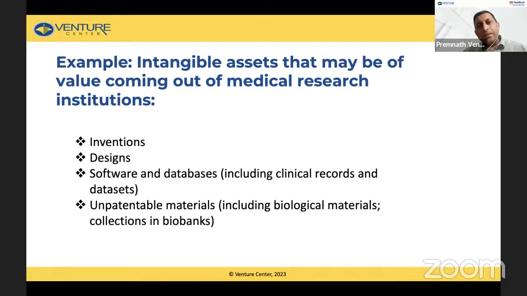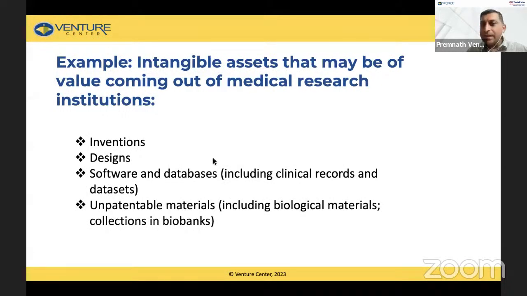Intangible assets can be of multiple kinds, and different types of institutions will have different types of intangible assets. If you go to an engineering institution, you should find quite a lot of inventions, but you'll also find designs. You'll also find software. You might find some databases.